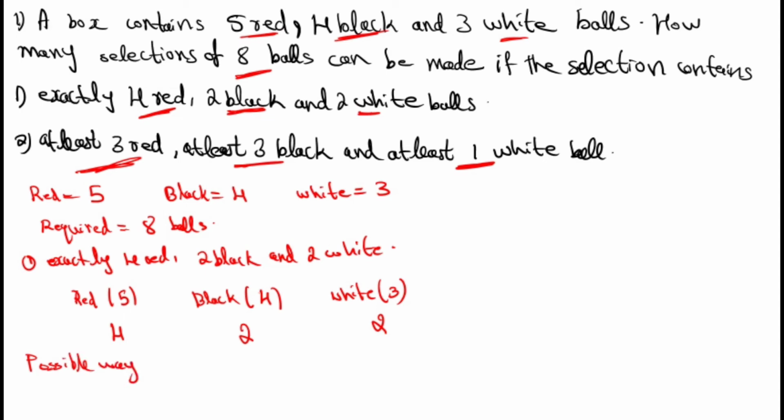The possible ways is equal to: from the 5 red balls you need to take 4, so 5C4, into from the 4 black balls you need to take 2 black balls, so 4C2, into white balls. How many white balls are there? 3 white balls. You need to take only 2. So the total ways is 5C4 into 4C2 into 3C2.